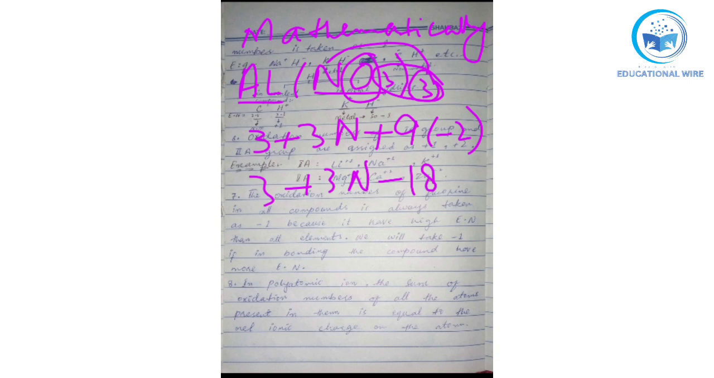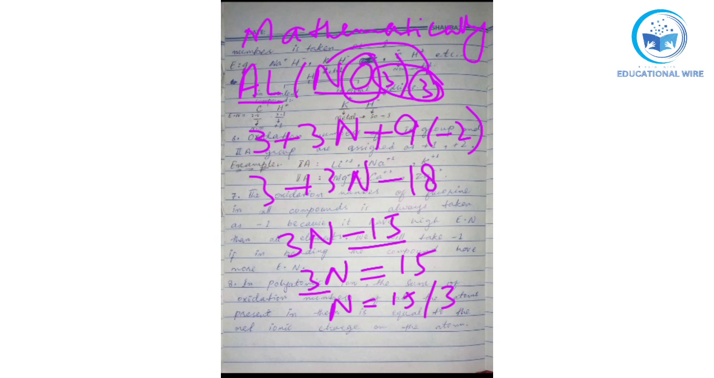After that, 3 plus 3N plus 9 2s are 18, so here will come -18. Now when we do 3 minus 18, 3N minus 15 remains, and after that 3N is equal to -15. When it moves over there, it becomes +15, and N is equal to 15 divided by 3. Firstly it was multiplying, now it moves there, so it will divide. 3 1s are 3, 3 5s are 15, so the oxidation number of nitrogen is 5.